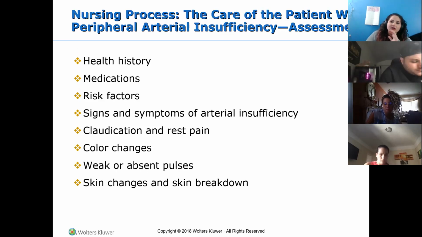Nursing process, the care of patients with peripheral arterial insufficiency. Assessments. We're going to look at health history, medications, the risk factors, signs and symptoms of arterial insufficiency, claudication and rest pain, color changes, weak or absent pulses, and skin changes and skin breakdown.